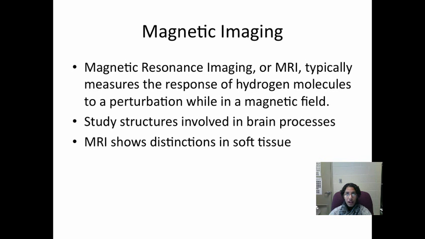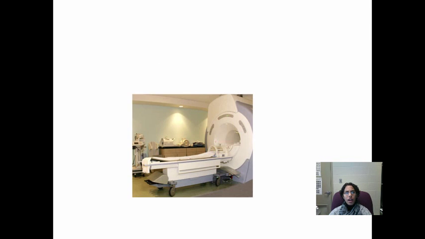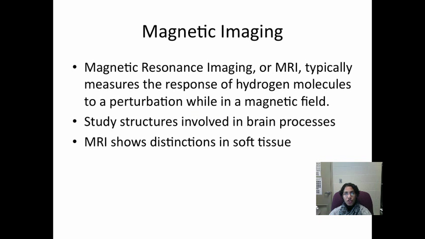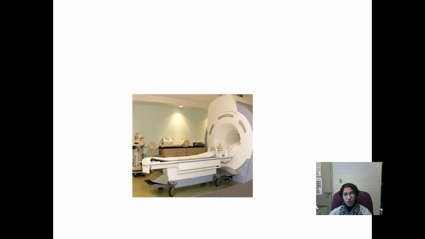MRI and fMRI, I'm not going to go into too much detail, but they help us understand the functional activity and the structures of the brain. MRI measures the distinctions in soft tissues in our brain, and that's an instrument that looks like that. It is a scary procedure. If you're claustrophobic, you really cannot go in and do that procedure at all.